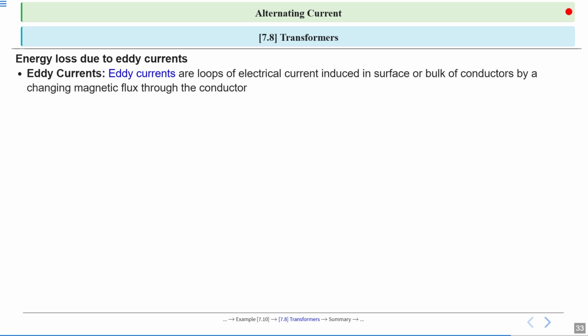Another loss, very important, is eddy current loss. So what are eddy currents? Eddy currents are loops of currents induced in the surface or bulk of conductors. They are not induced in the wires, they are induced in the surface, if we are taking any sheet of conductor or a volume or cube or any solid structure of conductor. They are in the form of loops, also called circulating currents, produced by changing magnetic flux through the conductor. If we are changing magnetic flux through the conductor, which is in the form of a sheet or any solid material, the loops of currents formed are called eddy currents.